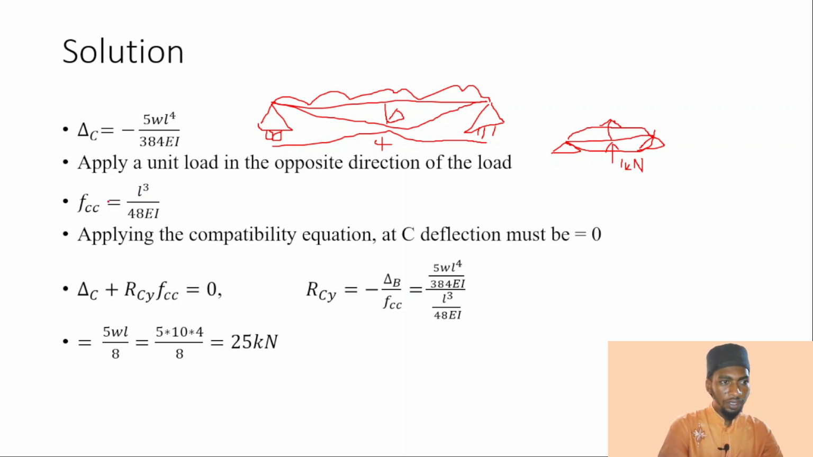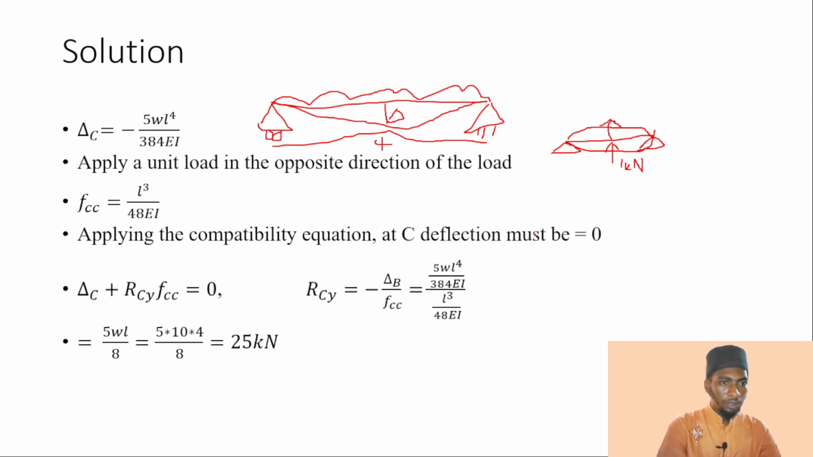So you have FCC equal to L cubed over 48 EI. We remove the W because it is a unit load, so W is just 1. So you have your FCC now and you have your delta C. The next thing is just to use the compatibility equation.